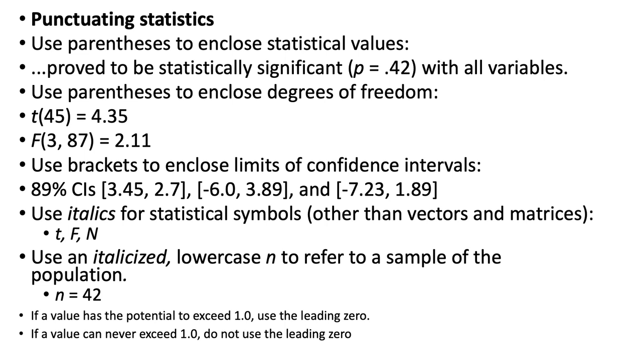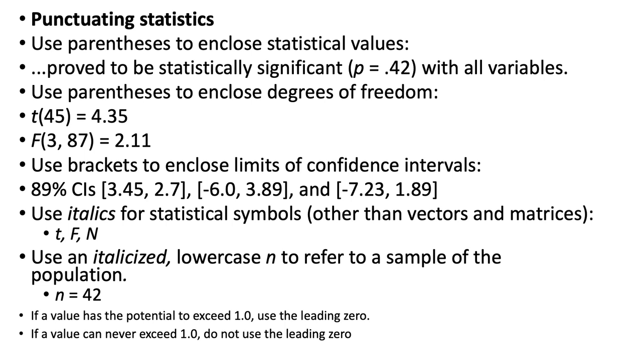This is an example from them. Proved to be statistically significant, p in parentheses, p equals 0.42. Use parentheses to enclose degrees of freedom. So you see a t with a number after it. That's its degrees of freedom. You see an F, you don't know what that is. Those are degrees of freedom.